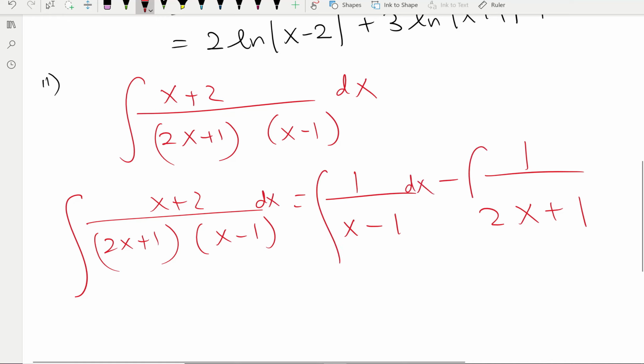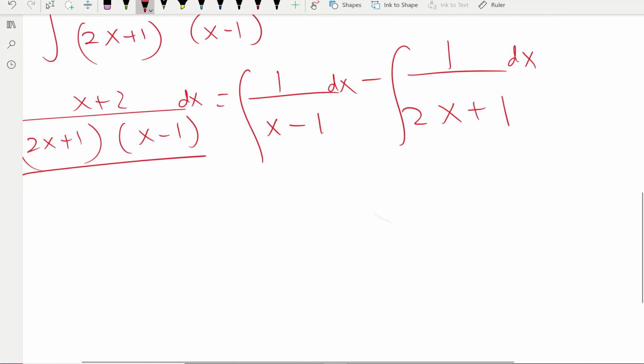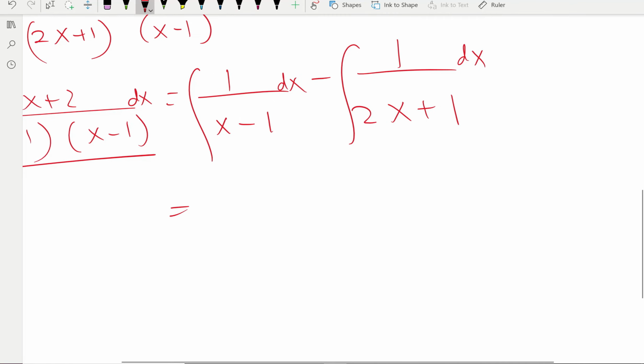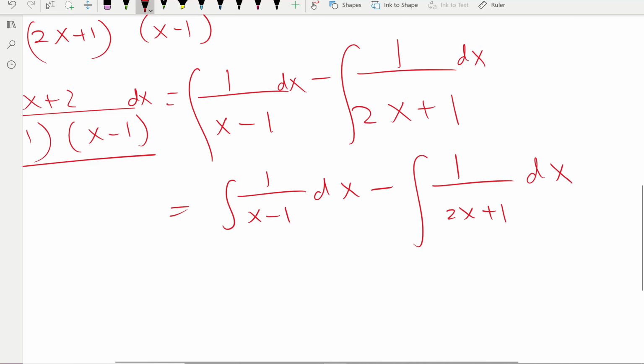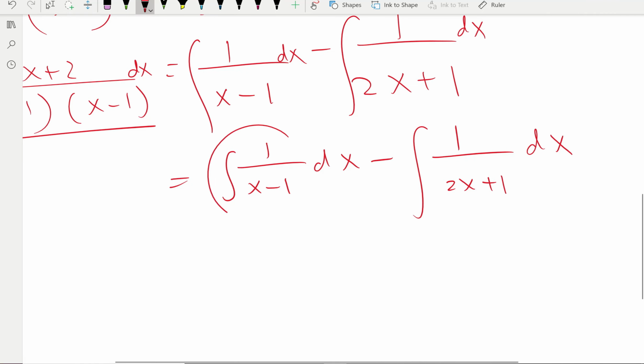Okay, so we can integrate the decomposition. Instead of integrating this, we can integrate the decomposition. All right, so how about the first fraction? Let me write it nicely. All right, minus the integral of 1 over 2x plus 1. So here's something that you should add to your notes. The integral of 1 over x minus 1 is super easy. It's the natural log of the absolute value of x minus 1. Sorry, not x plus 1. All right, here minus.